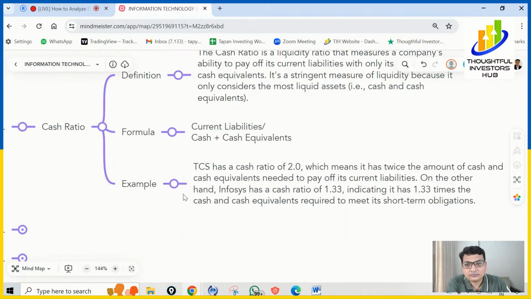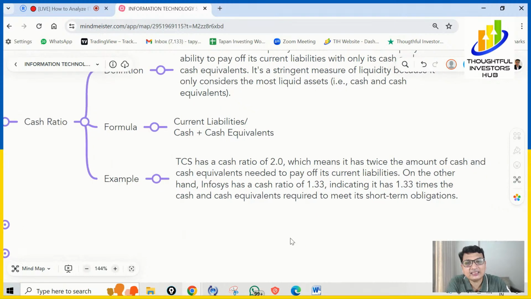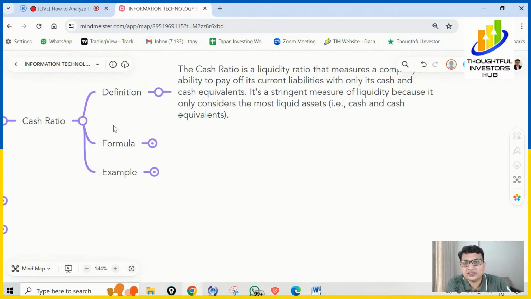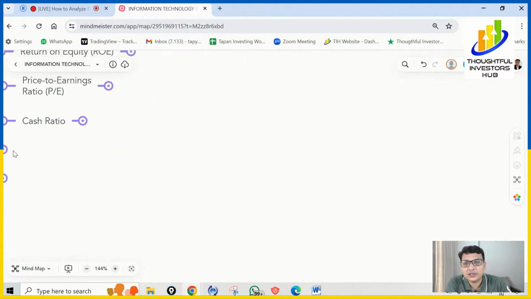So like TCS has a cash ratio of 2, which means TCS has twice the amount of cash compared to its current liabilities. And the higher the cash ratio, it is always good for a company. So this is the cash ratio, a simple formula.